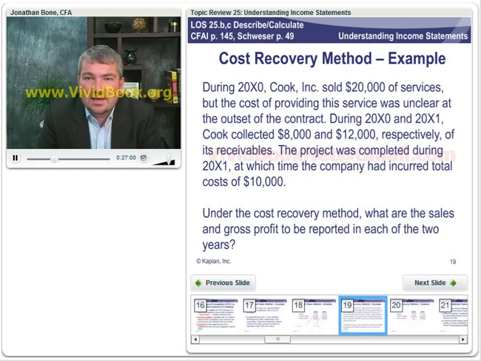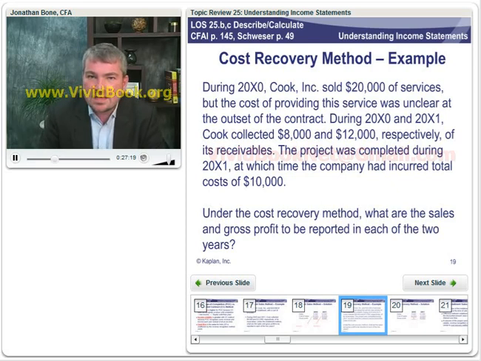Okay, so we didn't know the costs at the outset of the contract. Notice we've received $8,000 in the first year, $12,000 in the second year, exactly the same way as we did in our previous example. The project was completed during X1, at which time we'd incurred a total cost of $10,000.